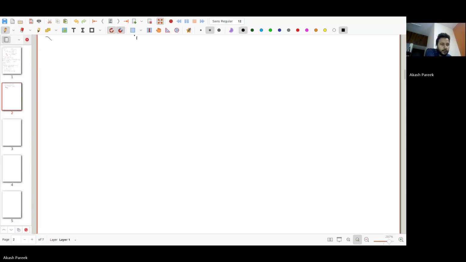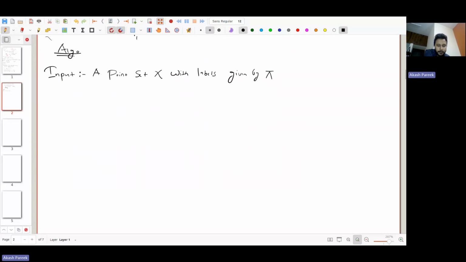Let's start with the algorithm. What we have as input are a point set X with labels given by pi, and we know there is some label error rate lambda which is bounded by alpha. And what we want as output is a 1 plus order alpha approximation.